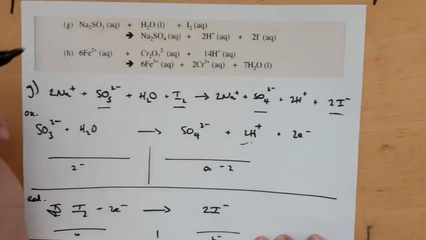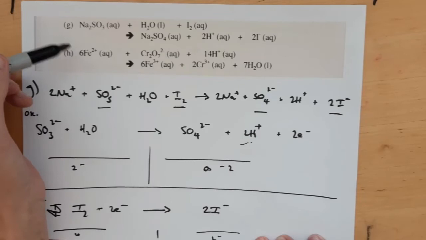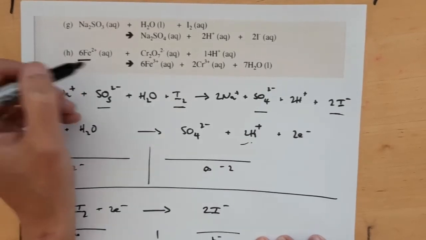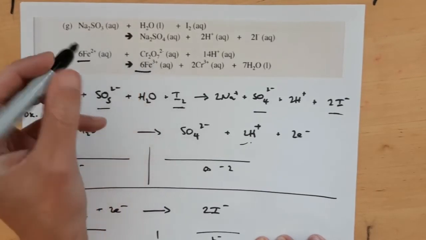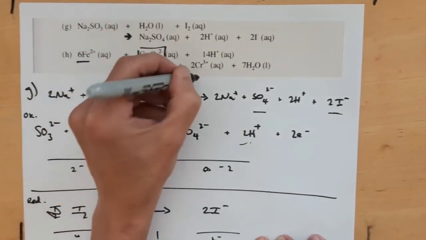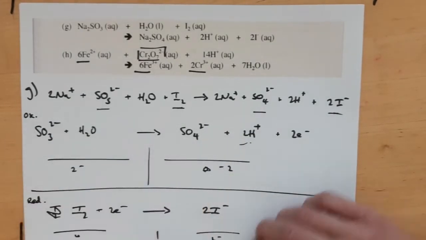Okay, now, we don't have any more space to do this one, but the idea is the same. What's happening here is this is changing into this. Notice we've got 2 plus and we've got 3 plus, and then our dichromate is changing into a chromium ion there. So you would do the same process there.